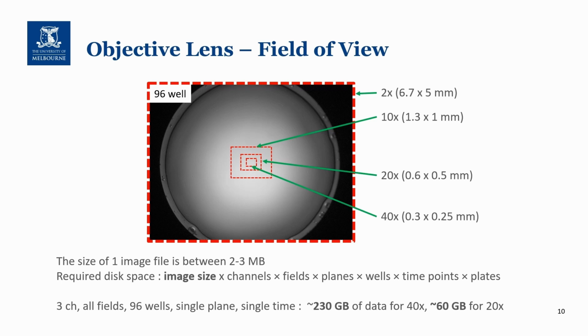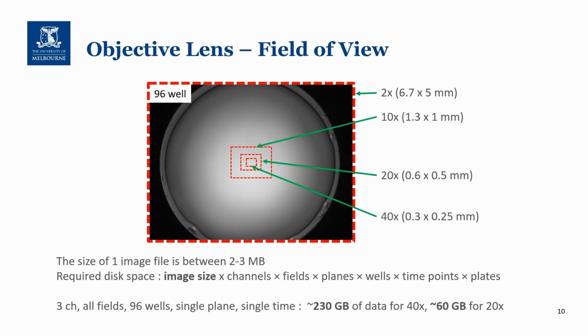This image shows you the size of the field of view for each objective. So when choosing the objective lens for your experiment, you also have to consider the minimum number of images or cells required for your quantification. So please check the application guidelines for the suggested number of cells required for your experiment.